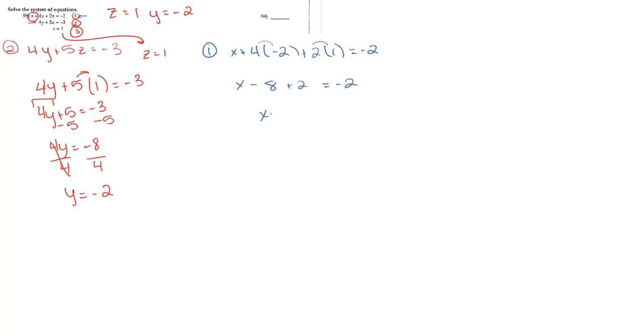-8 plus 2 is -6, equal to -2. Again, we want to isolate this x, so to do that, we're going to add 6 to both sides, leaving us with x is equal to +4. So now that we have our last unknown, we're going to go ahead and take all of our variables, and we're going to plug them back in to make sure that they do indeed work as solutions.